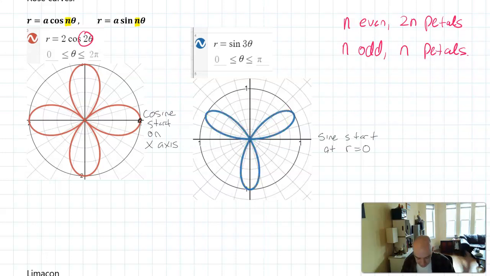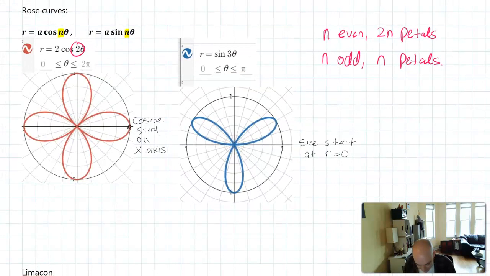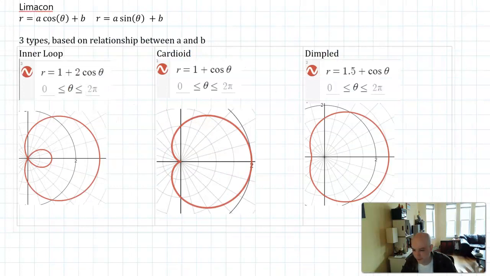So these are some of the relationships for rose curves. Again, I don't think you need to memorize these, but I would like you to say, hey, I have an n theta here. That's probably going to be some kind of flowery looking object. And then one of the last families of polar graphs is these Limacons, which are of the form a cosine theta plus b, or a sine theta plus b. So when you have something added on to the end or the front, which would normally represent a vertical shift, that's going to create this Limacon shape.